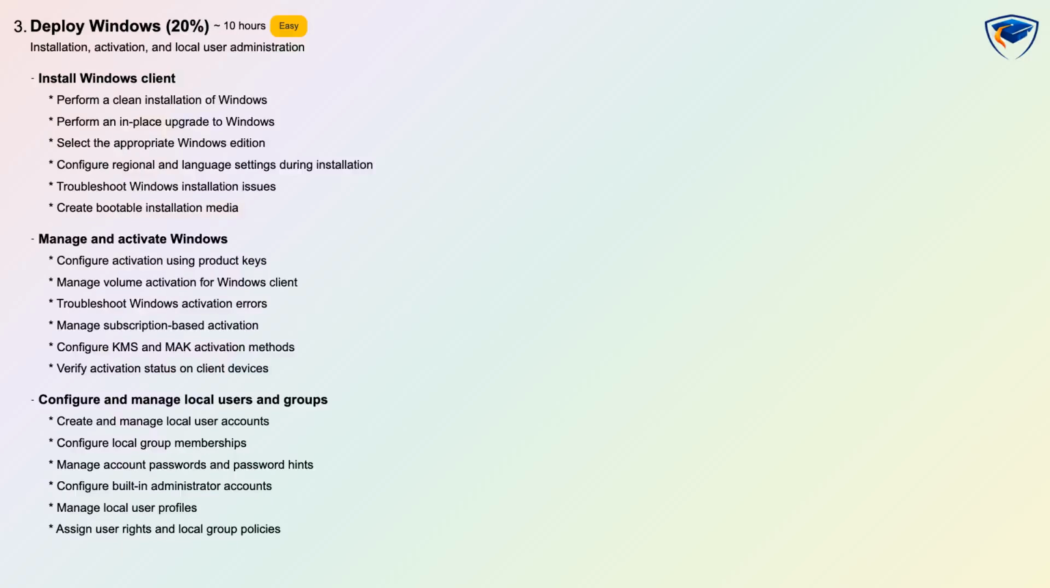You will also learn activation and licensing methods such as using product keys, volume activation, KMS and MAK, subscription-based activation, and verifying activation status and troubleshooting activation errors. Finally, you will manage local users and groups by creating and managing local accounts, configuring group memberships, handling passwords and built-in administrator accounts, managing user profiles, and assigning user rights and local policies.